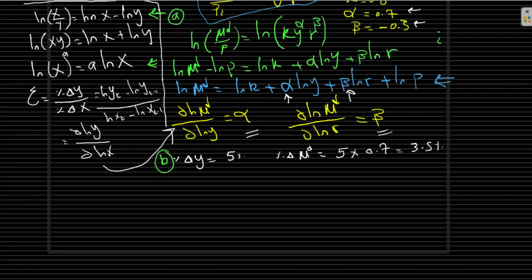Why do you multiply by 5, like 5 times 0.7? Because 5 is how much the real income changes, 5%. Just think about what alpha means. Let me put it a different way. Alpha means that if the percent change in Y equals 1%, then money demand will change by the value of alpha, which is 0.7. Now the real income didn't change by 1%, it changed by 5 times that. So you multiply alpha by 5, which is the percentage change in real income.